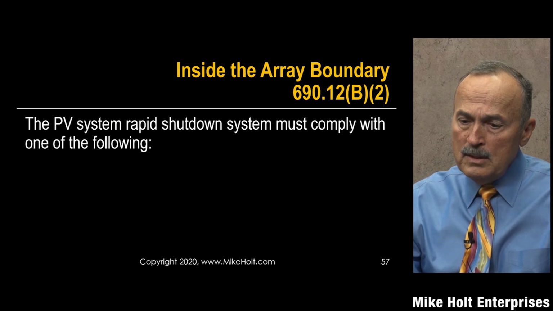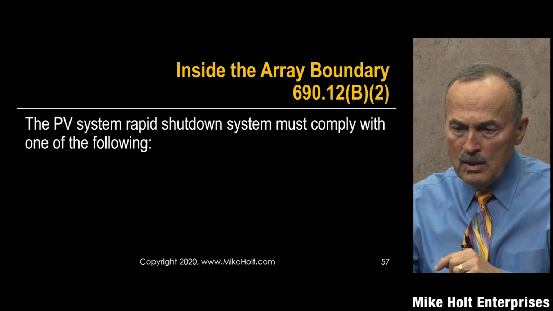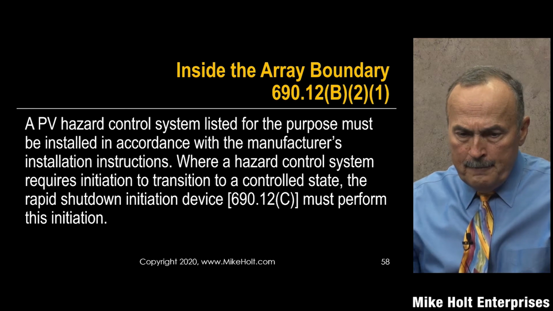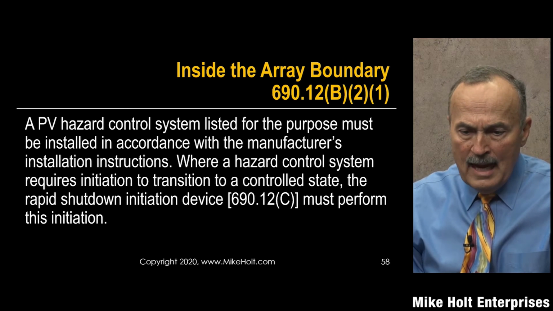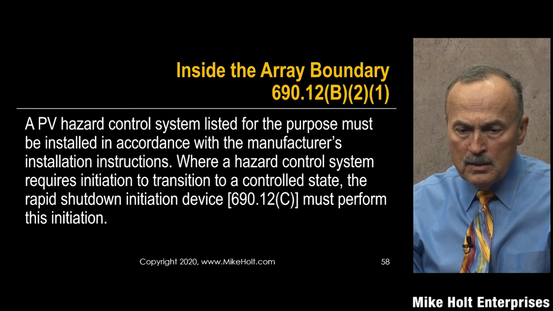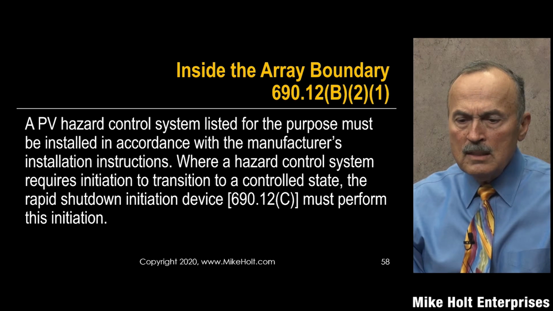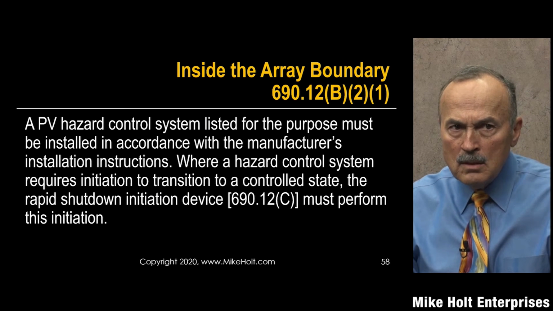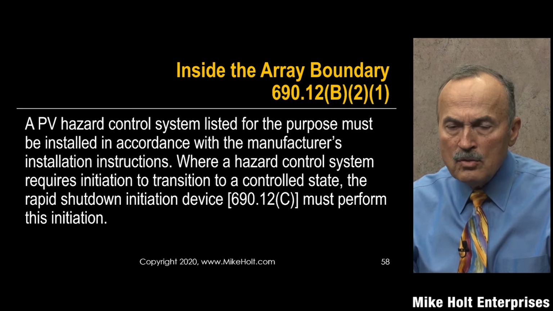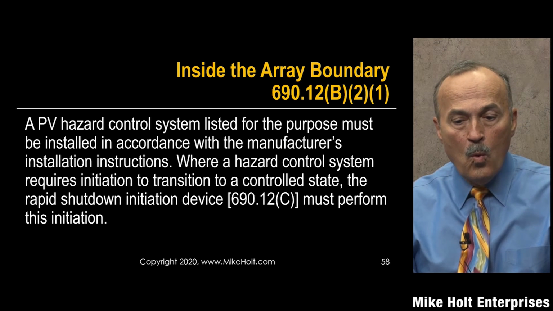The PV system rapid shutdown system must comply with one of the following. Now the fun starts. A PV hazard control system listed for the purpose. This is what threw me off. Is a PV hazard control system a rapid shutdown system? What is a PV hazard control system? A PV hazard control system is a new listing. It's a certification, UL 3741.